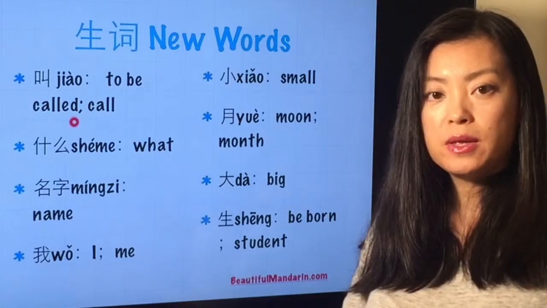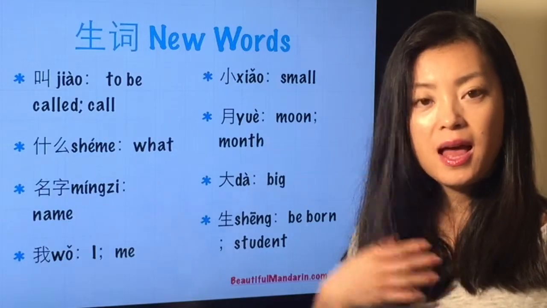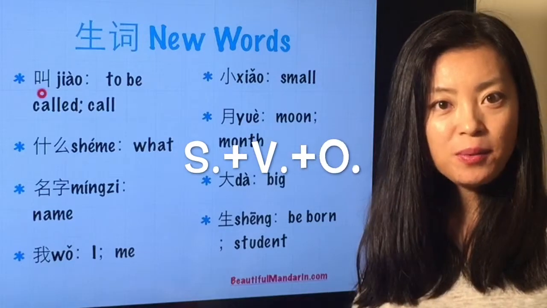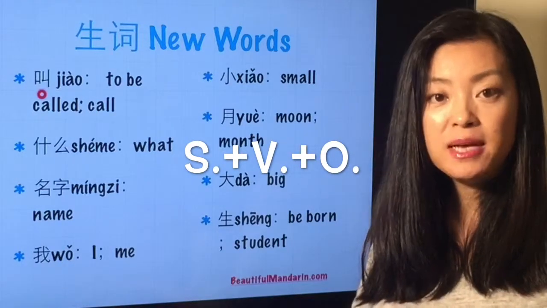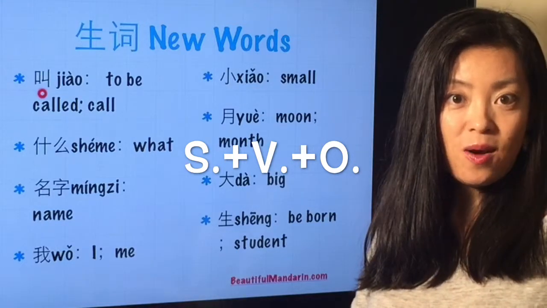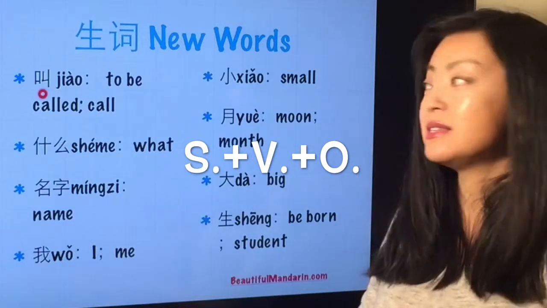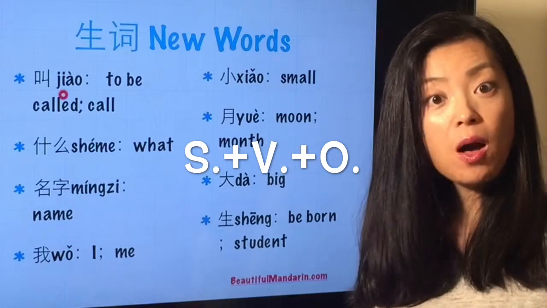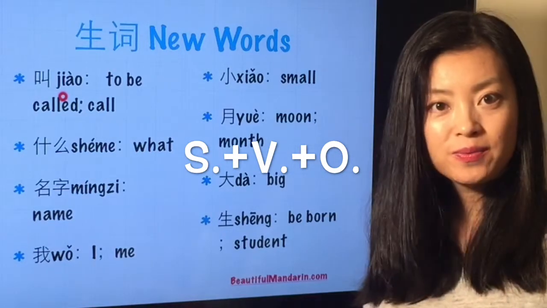For example, you want to say, I am CC, or you want to say, my name is CC. In the Mandarin way, you will say, 我叫 CC. That means I am called CC. You can also translate it as, my name is CC. Okay, so this is the Mandarin way. We use the verb 叫, then you put your whole name or your first name after 叫.